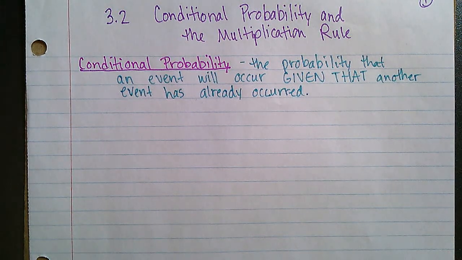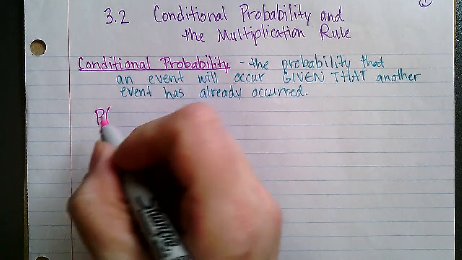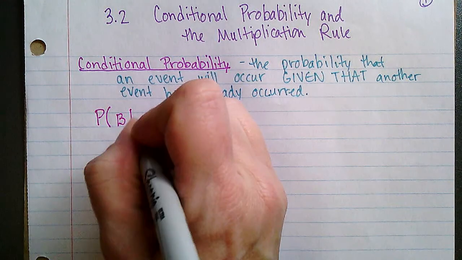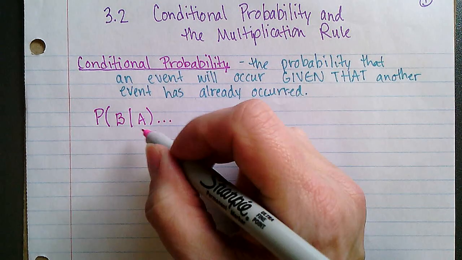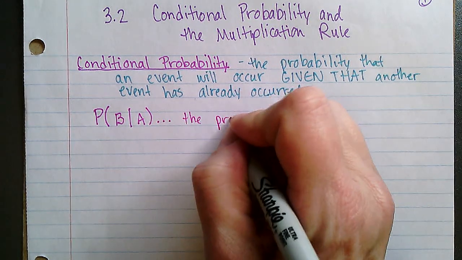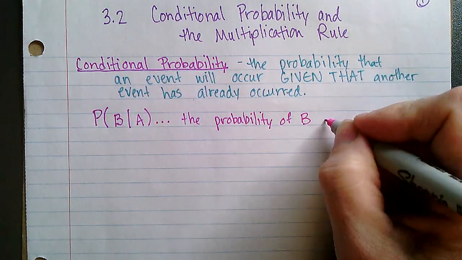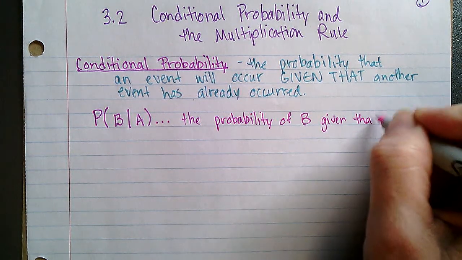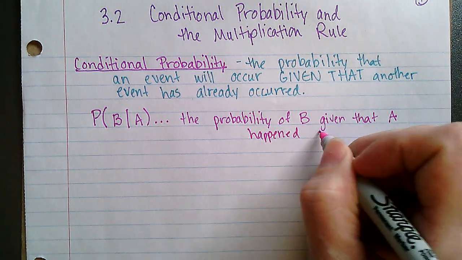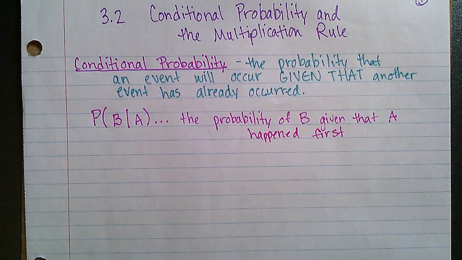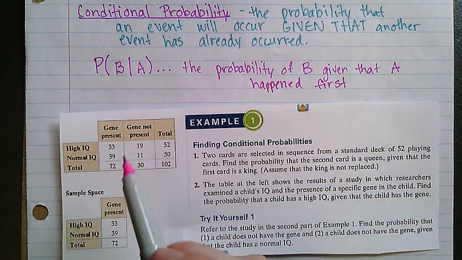So there's different notation for conditional probability. We still use P for probability, and then we use this vertical line. So this is notation for the probability of B happening given that A happened already, or happened first. So we're going to first start off using an example that we have a table.